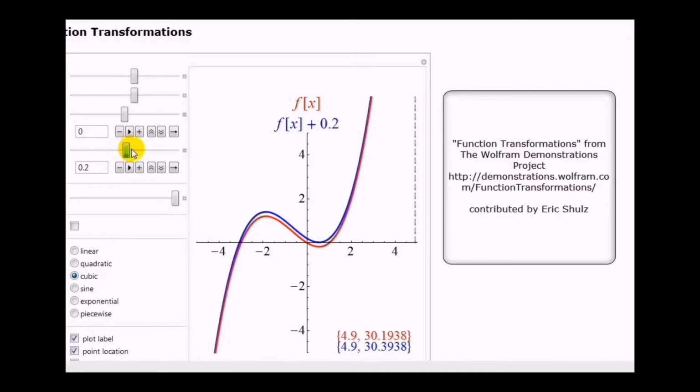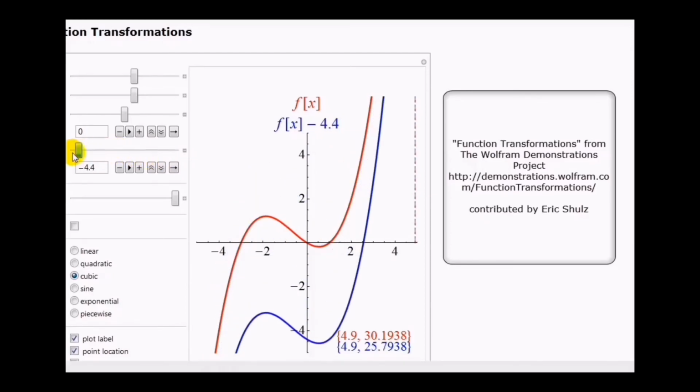So let's take a look at the graph. If we have f(x) plus d, the function is shifted up d units. And if we have f(x) minus d, the function is shifted down d units, as we can see.